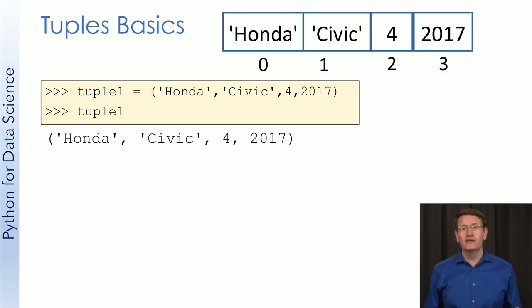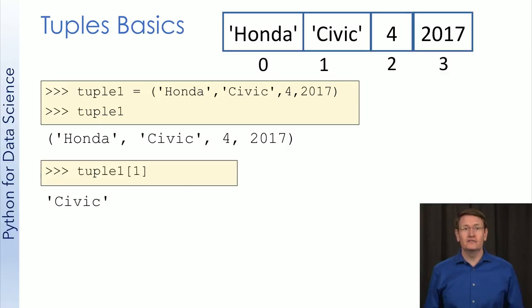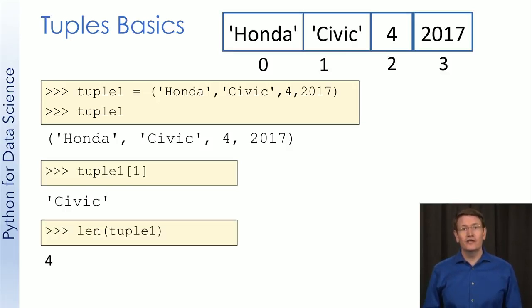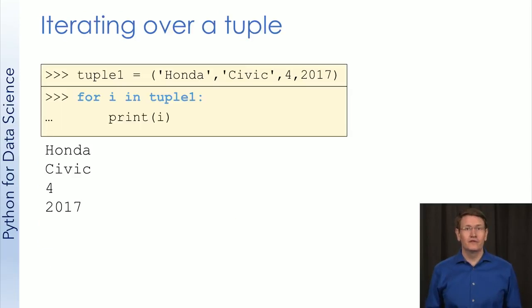Just like a list, I can ask for an element like this. We ask for the first element, and starting with 0 indexing, the first is Civic. Also like a list, we can ask for its length. It has 4 elements. Just like a list, we can also iterate over the elements in a tuple by saying for i in tuple.